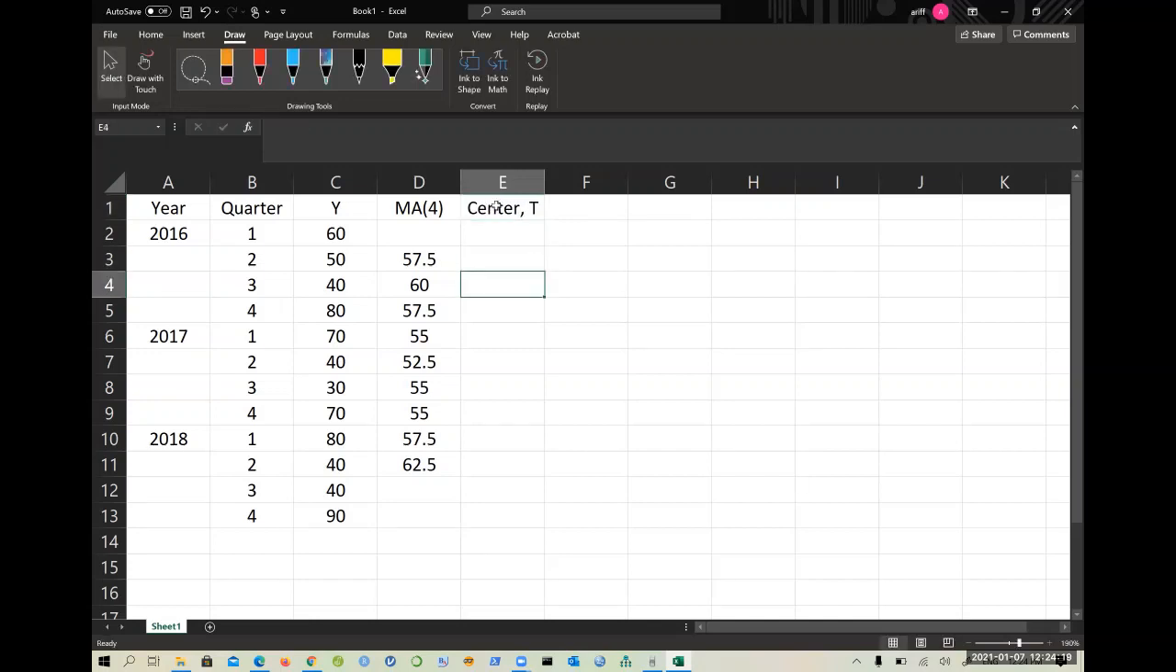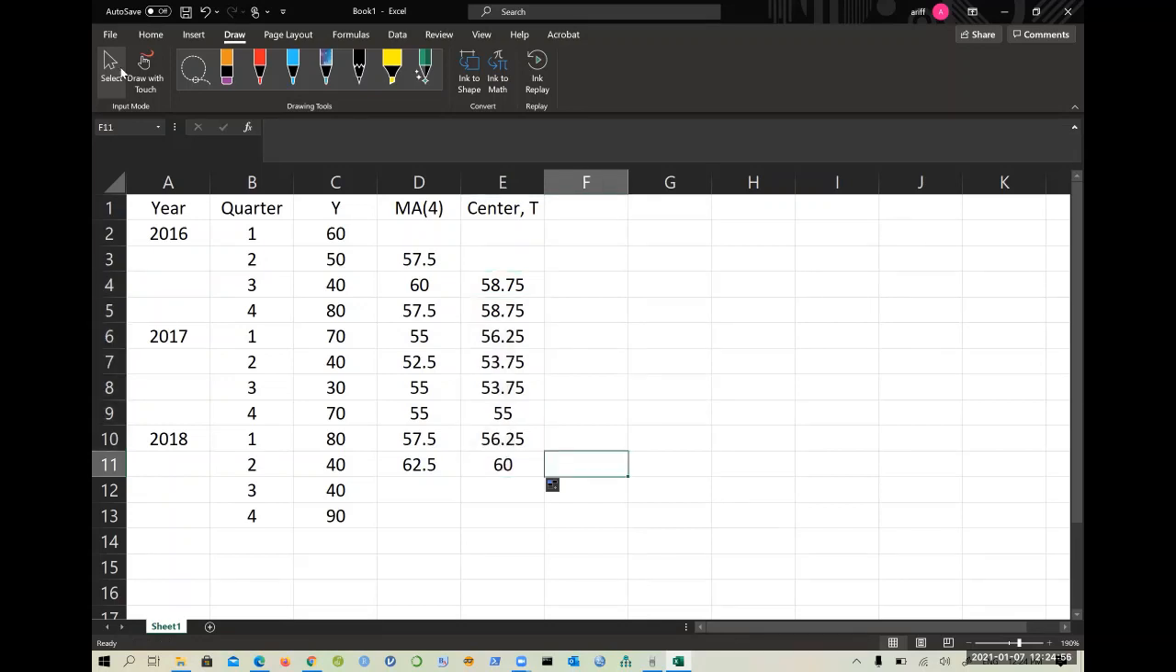So the centering, we just take two values at a time. So you take the average of 57 plus 60, and then you divide by 2. Okay, so next you remove 57.5, you add another 57.5 at the bottom, and then take the average and so on. Okay, so in this case, when you calculate this, you will get the trend values, this one. So this is actually the trend value.